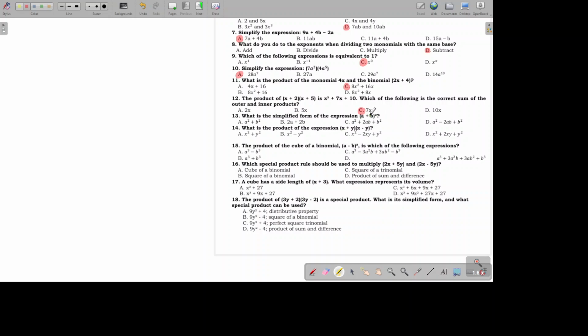So this is a special product. When we see the square of a binomial, we just square the first term, that's a squared, and then double the product of the two terms, ab times 2 is 2ab, and then square the last term, that's b squared. So the answer is letter C.